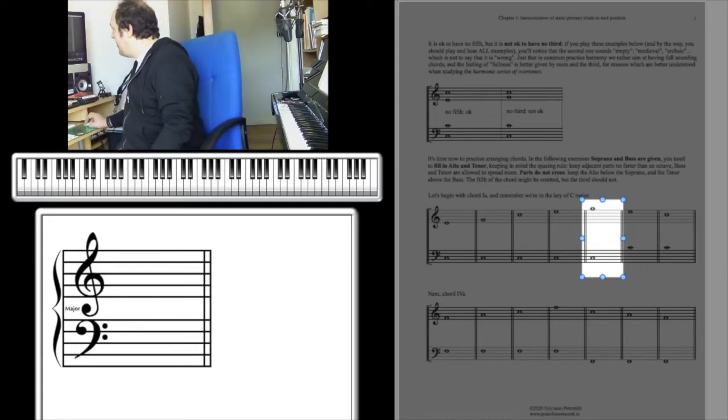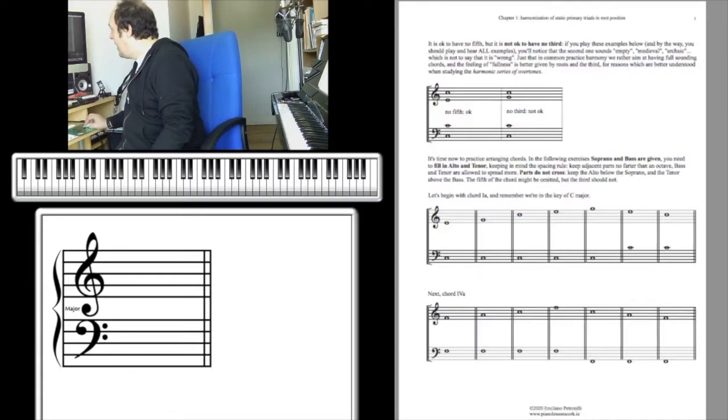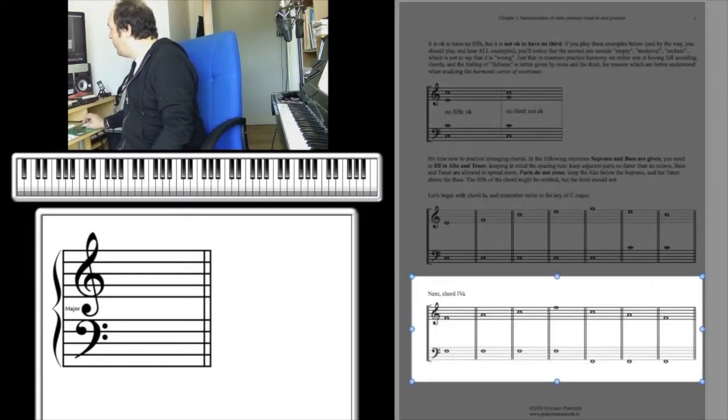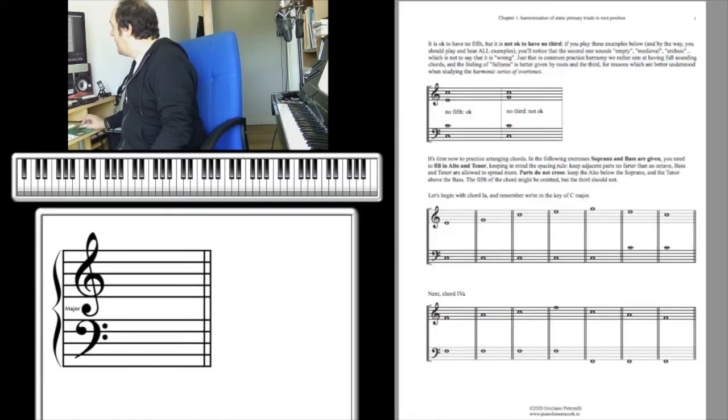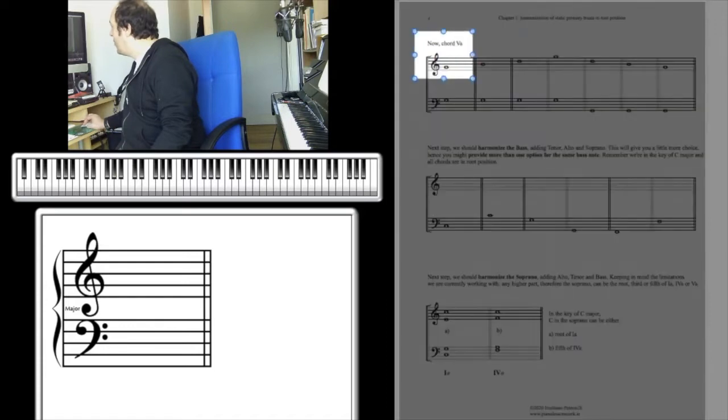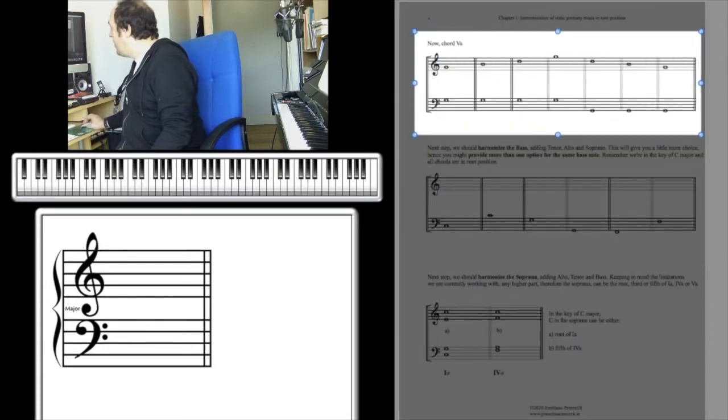Then you have the same exercise for chord 4, for the F major chord. Then you have the same exercise for chord 5, for the G major chord.